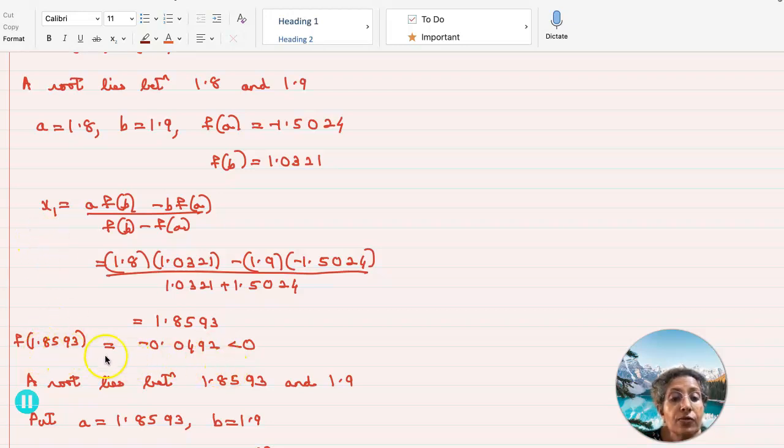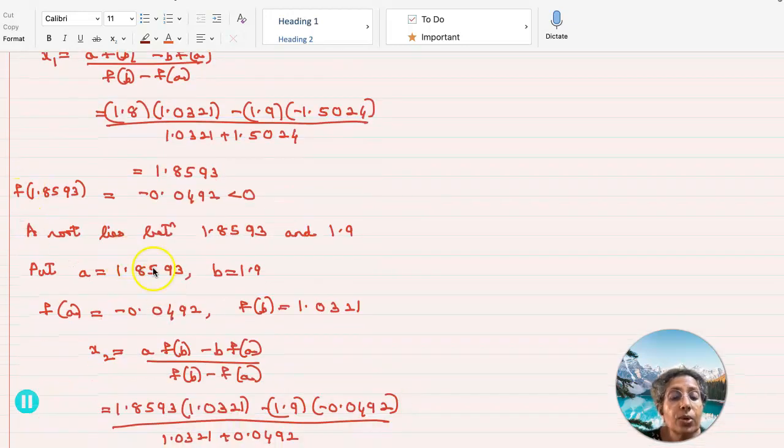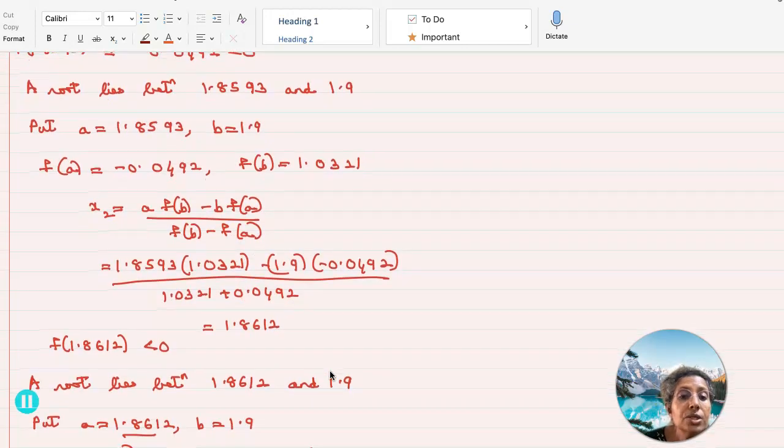So because f of x1 is less than 0 and f of 1.9 is greater than 0, the root will lie between 1.8593 and 1.9. Then again we put A as 1.8593 and B as 1.9. Why? Because f of A is less than 0, f of B is greater than 0. And then we take our next approximation x2 as (A f(B) minus B f(A)) by (f(B) minus f(A)). So you get x2 as 1.8612 and f of x2 is less than 0.